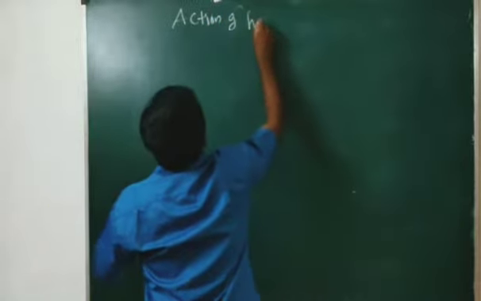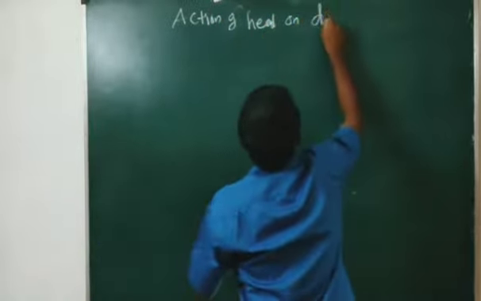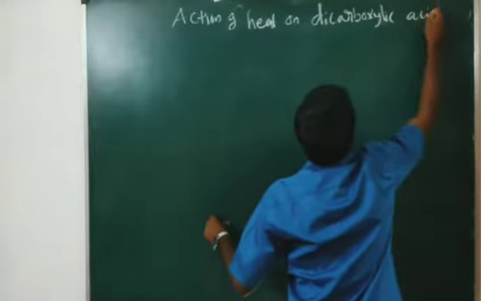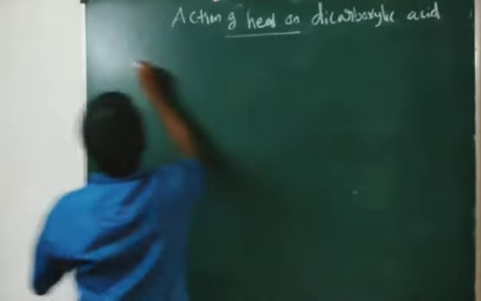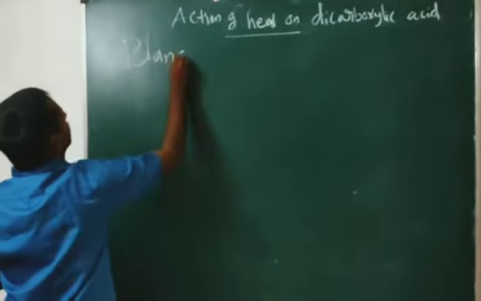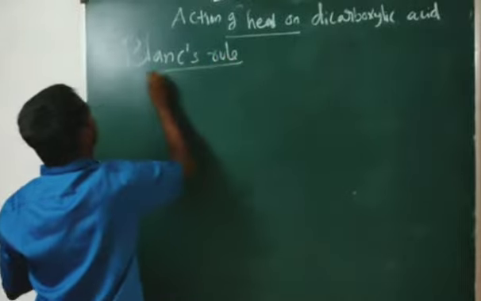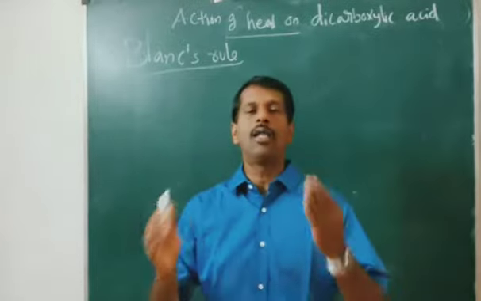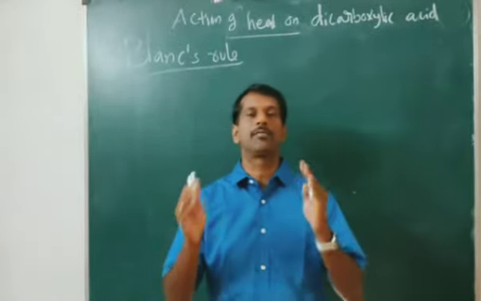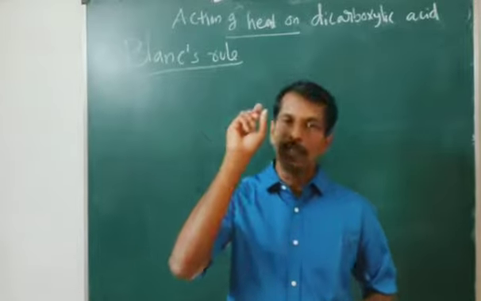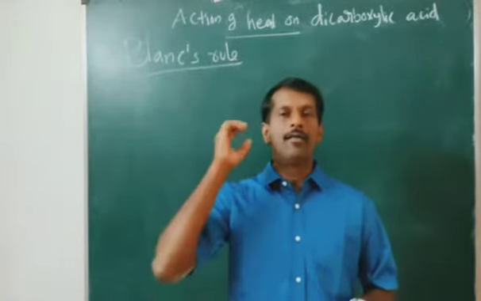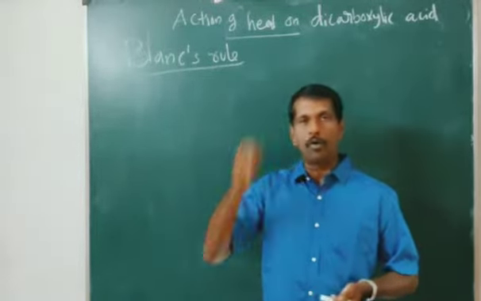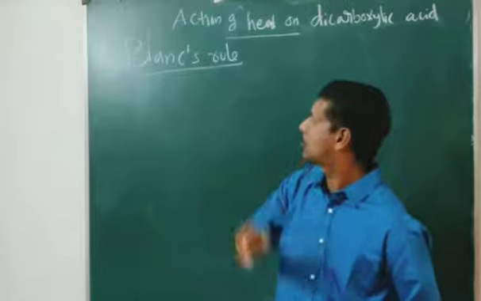Action of heat on dicarboxylic acid. Planck's rule. It's very important. Here we discuss only dicarboxylic acids, that means carboxylic acids containing two COOH groups. What will happen when we heat that type of acid is what we are discussing, and the rule followed is known as Planck's rule.